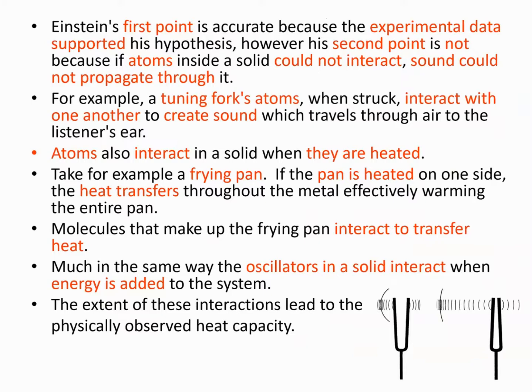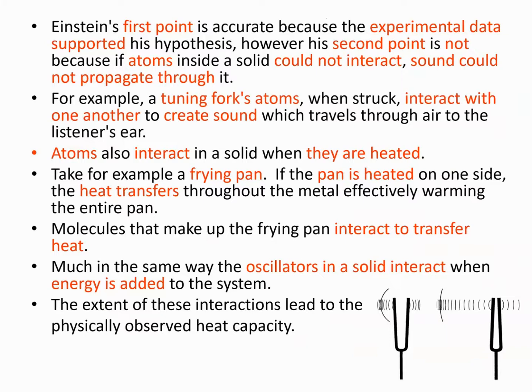Okay, Einstein's first point is accurate. This is regarding the atoms all having 3 degrees of freedom. So why is it correct or accurate? Because the experimental data supported his hypothesis. However, his second point is not correct because if the atoms inside the solid could not interact, then sound cannot propagate through it. We know that sound can propagate through the solid state, right? So if the first atom does not pass the frequency to the second one, then sound cannot propagate through the solid. So the second point is not correct.